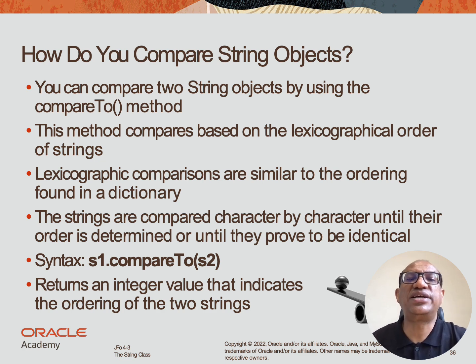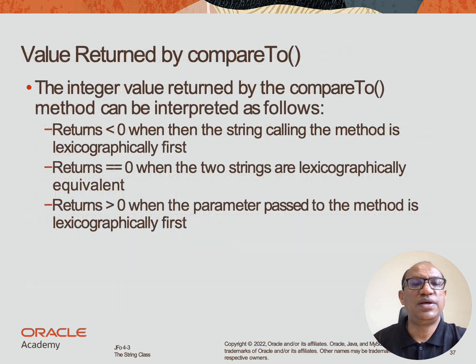Strings are compared lexicographically, not alphabetically. Lexicographic comparisons are similar to the ordering that one might find in a dictionary. If you want to compare strings, use the compareTo method. Here's what compareTo returns. A value less than 0 if the first string comes first. 0 if they are equal. Greater than 0 if the second string comes first.